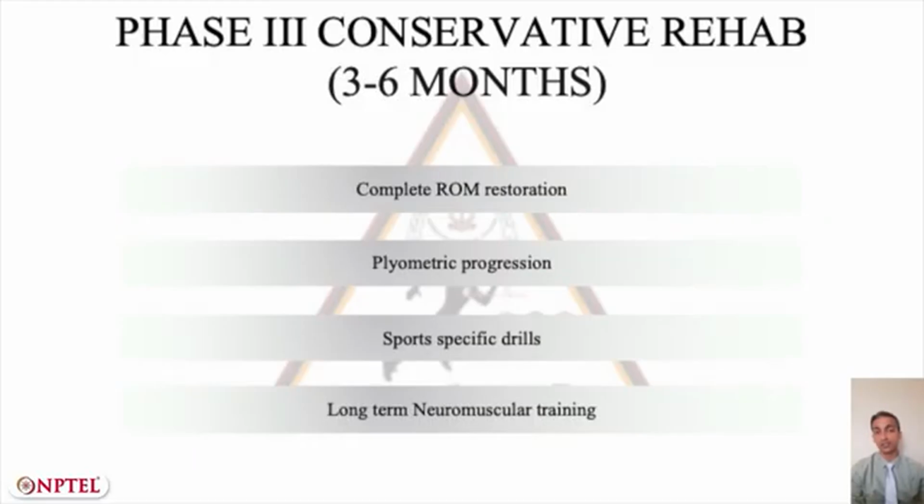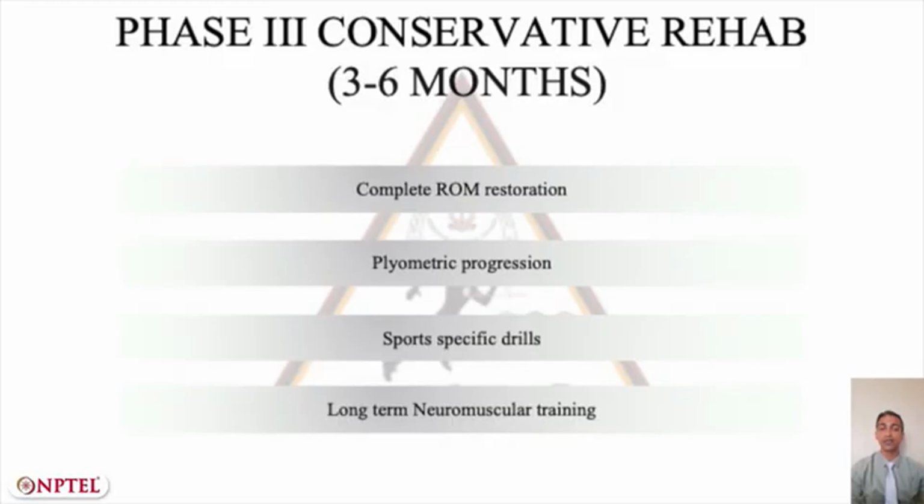The key interventions include plyometric progression from low intensity to higher intensity, cutting movements and deceleration drills performed by the athlete, sport-specific drills, and long-term neuromuscular training of the athlete.